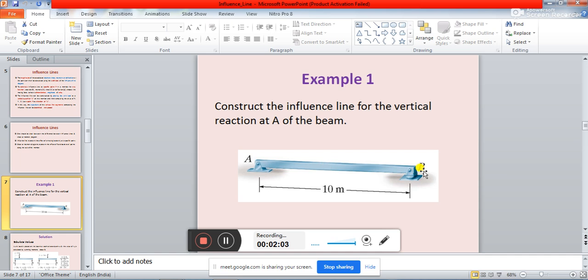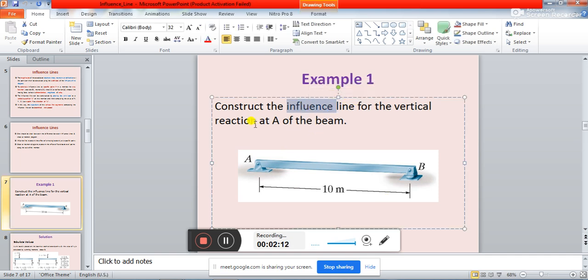You can see the beam is AB, a simply supported beam, length is 10 meters. You will have to find out the influence line for the reaction, the reaction at A. The first step for an influence line diagram: you will have to move a unit load along the beam, and for every position of that unit load, find the reaction at A. Plot those reactions for the different positions of the load in a diagram, and the diagram you get will be the influence line diagram for the reaction at A.